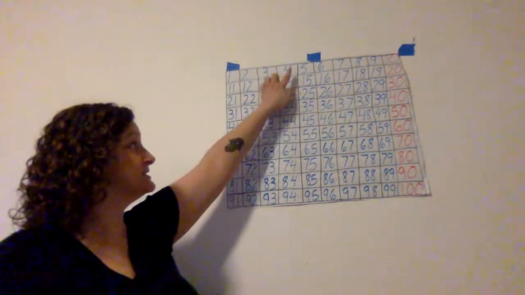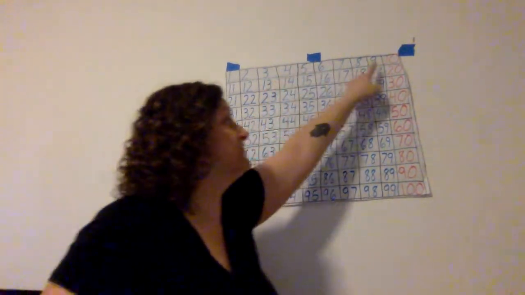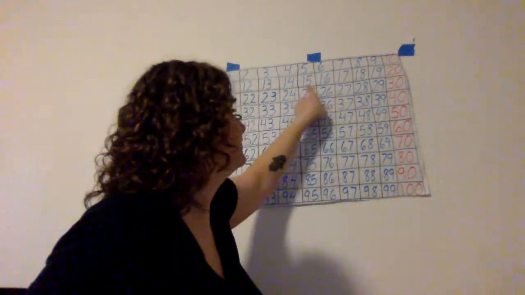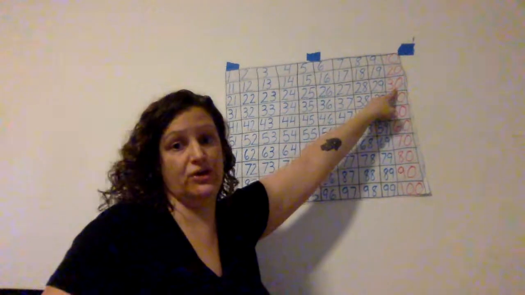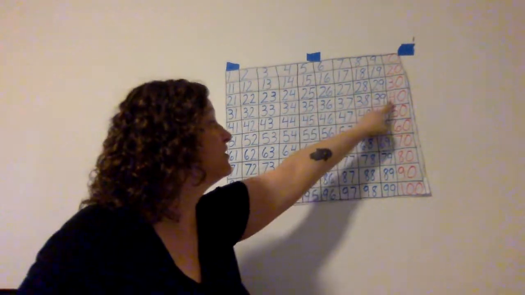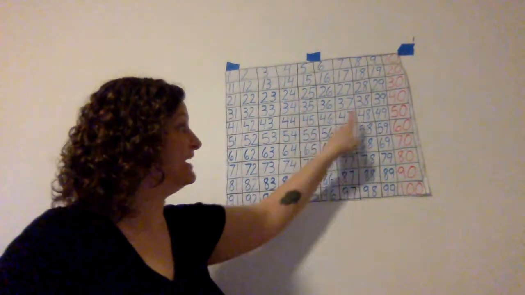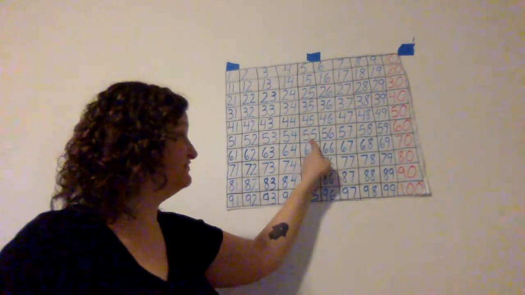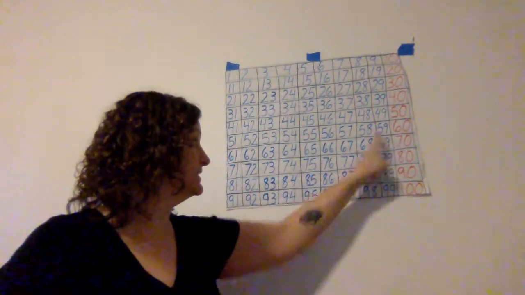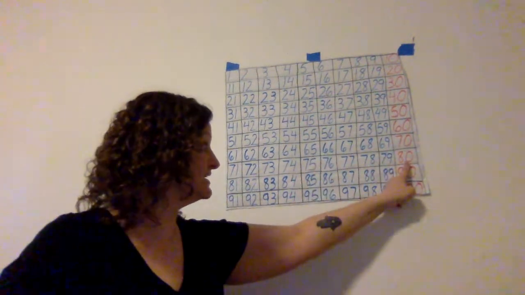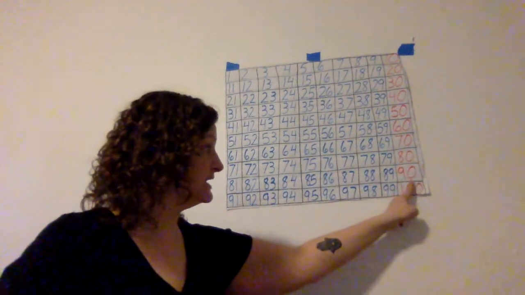Before we do that, I want us to practice counting by fives. So I put our chart up here and you're going to count along with me. Say it with me. 5, 10, 15, 20, 25, 30, 35, 40, 45, 50, 55, 60, 65, 70, 75, 80, 85, 90, 95, 100.